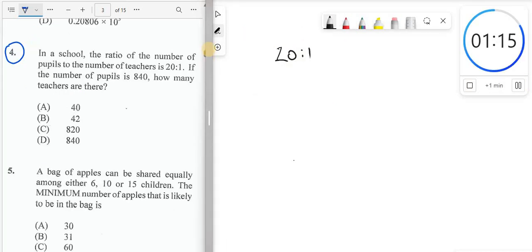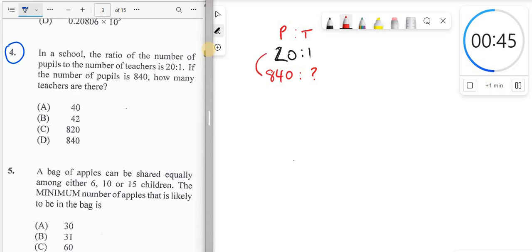If the number of pupils is 840, so let's make a note of that, 840, how many teachers are there? So pupils to teachers is what? Is 20 to 1. And how many teachers are there if we have pupils being 840? So that's the question we're trying to find. So now these are equivalent ratios, right? 20 to 1 being equated to 840 to what?